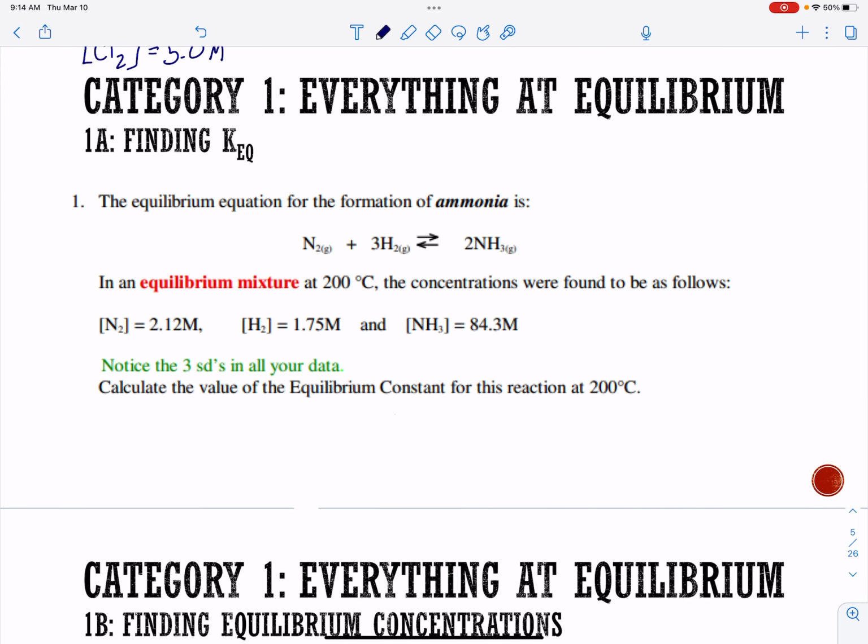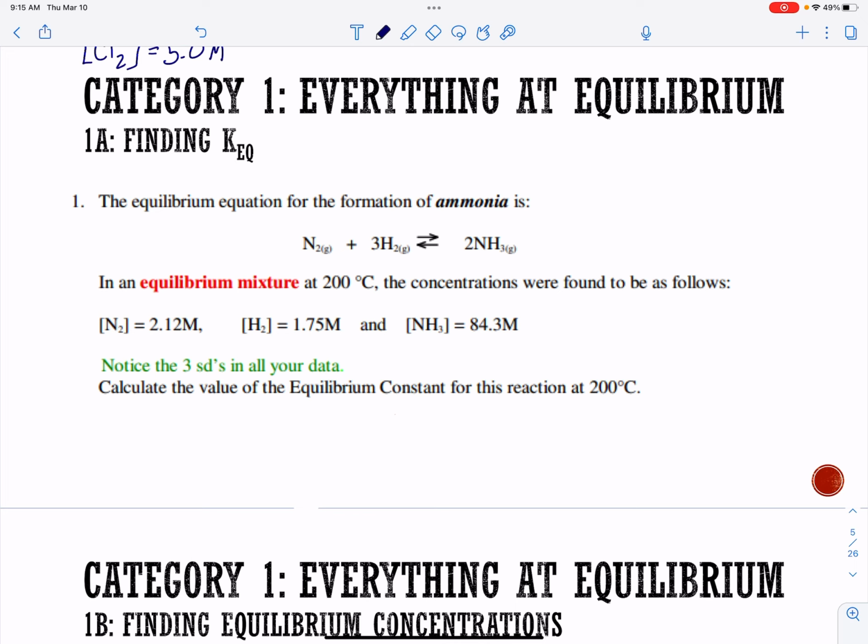Category number 1 is everything at equilibrium. When we have all of our values at equilibrium in the beginning, this becomes a fairly straightforward problem, and we don't actually need an ICE table. So these are the types of problems that we were working on in the previous lesson. So it says the equilibrium equation for the formation of ammonia is N2 plus 3H2 yields 2 NH3. You should be really familiar now with the Haber reaction.